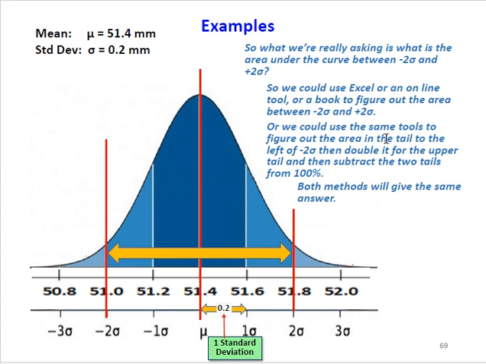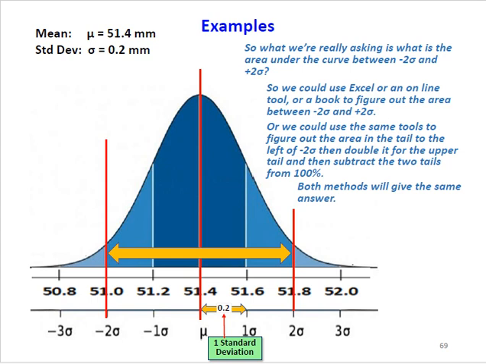What we're really asking is what is the area under this curve between here and all the way to here. We have to use Excel, or you can use the website that I just gave you, or you can use your old school book to figure out the area between here and there, 2 standard deviations away from the mean. We could also use the same tools to figure out the area in the tail to the left. Starting from here to here we find this, starting from here all the way to here we find that, and then you subtract.